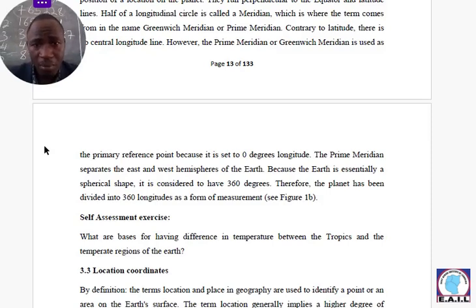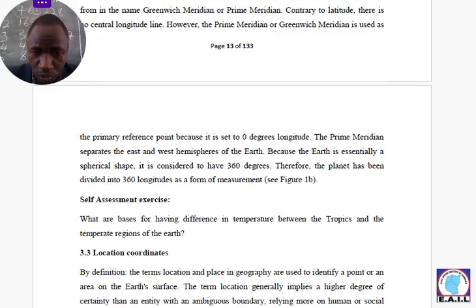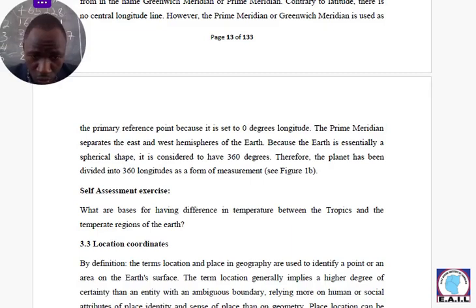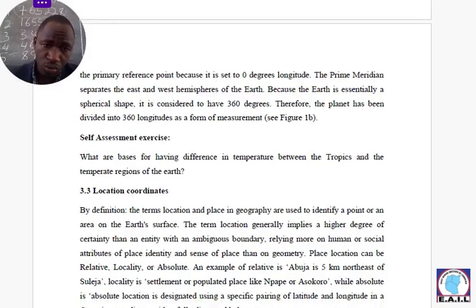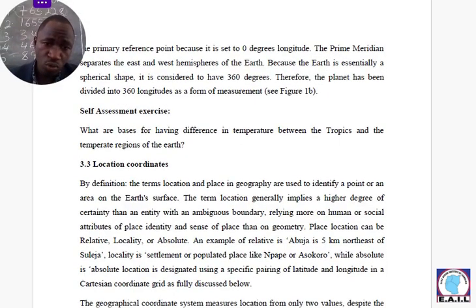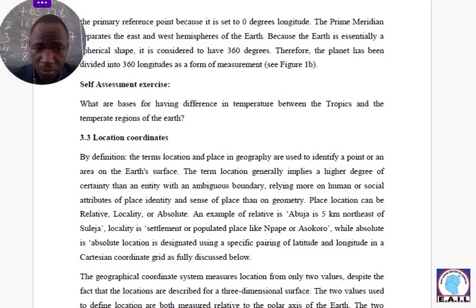For now, I beg we stop here. We shall be continuing from the location of coordinates. That's where we shall be picking up, looking at how we can locate features onto a map, and also find out the location of different places on a map.